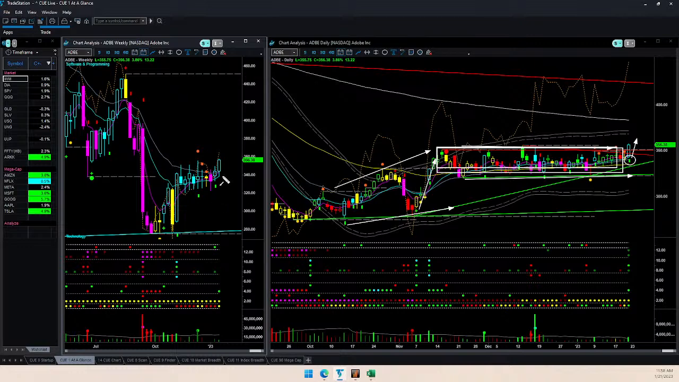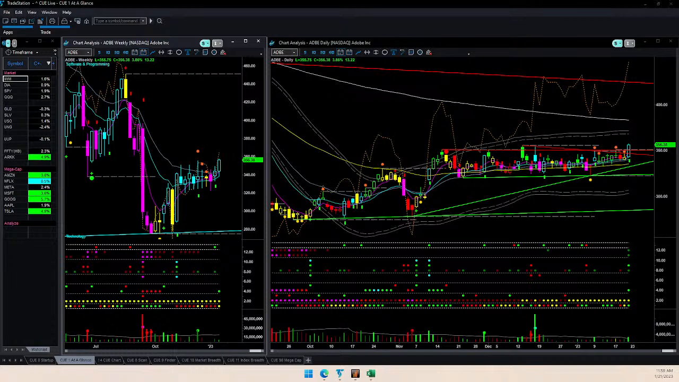In weekly also we can see the range breakout, very bullish shape, bullish color candle on Friday. So technically Adobe is stronger because the stock was already in an uptrend and now it's giving a range breakout.